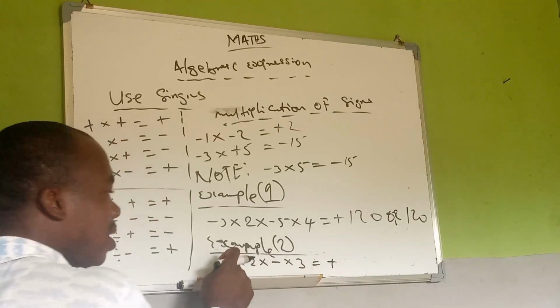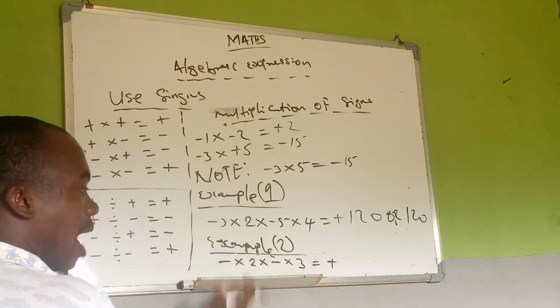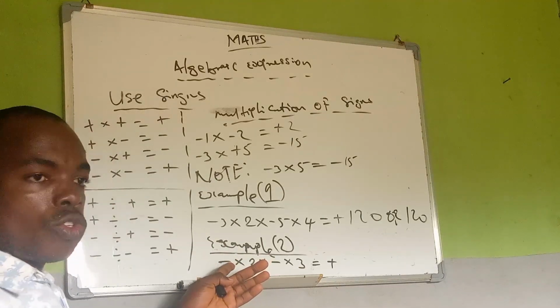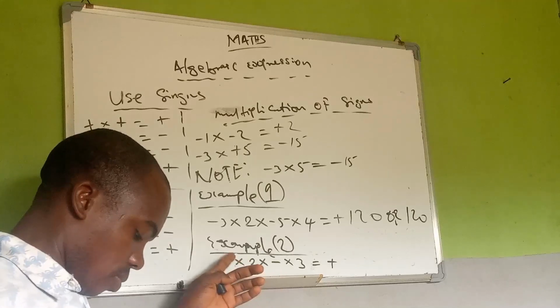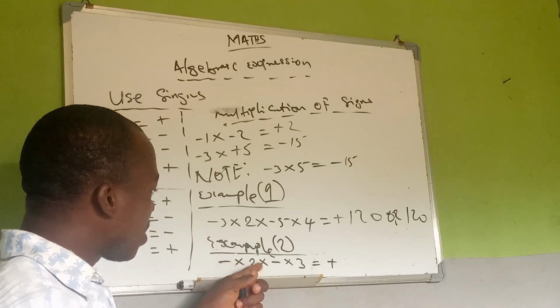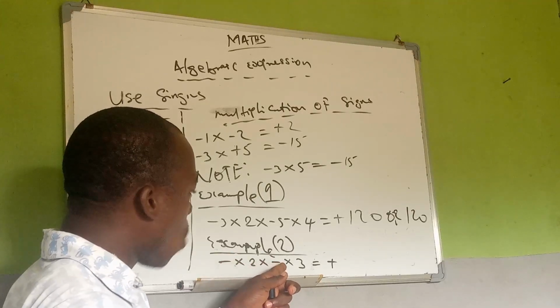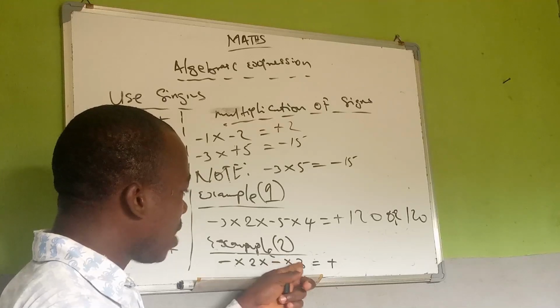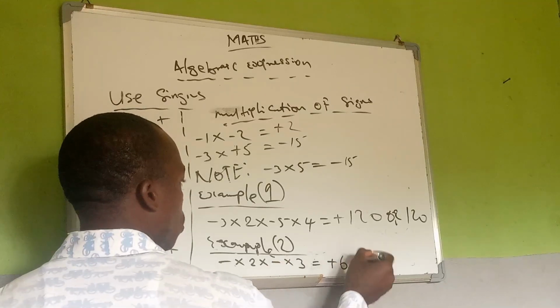So it is equal to plus. Now 1 times 2, there is an unseen 1 here. So 1 times 2, then times 1, then times 3 is 6. Plus 6, or just 6.